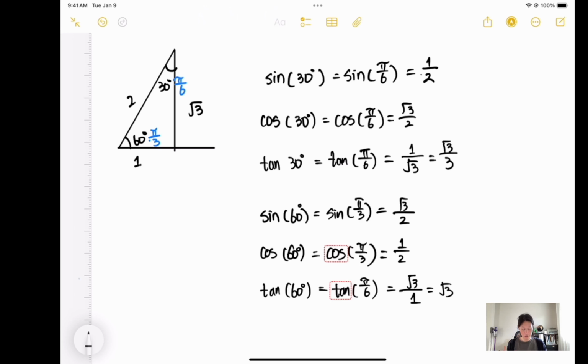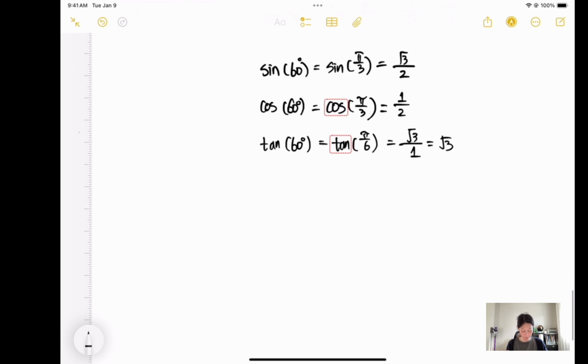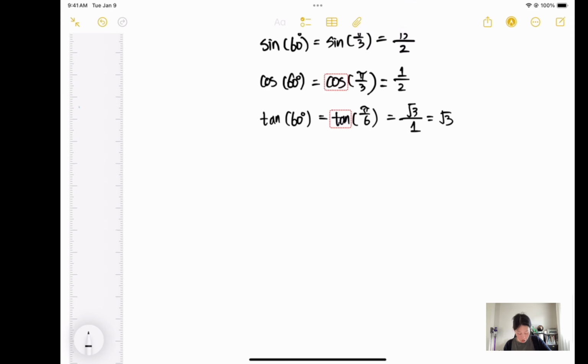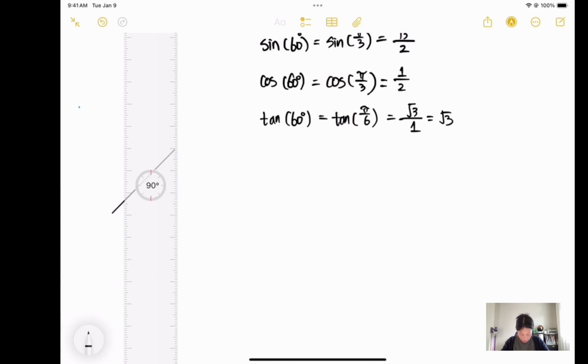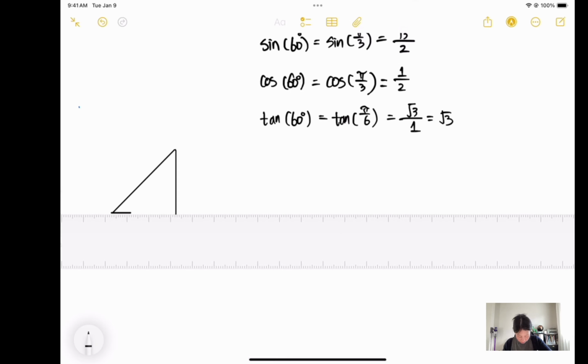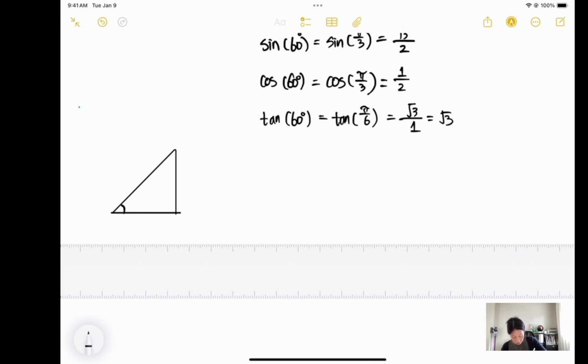Then next, go ahead and take a look at the 45 degree one. If I have a 45 degree right triangle, which is here, 45 degree is pi over 4. If these two angles are equal, the opposite sides are also equal. So that means this side is a, this side is also a.